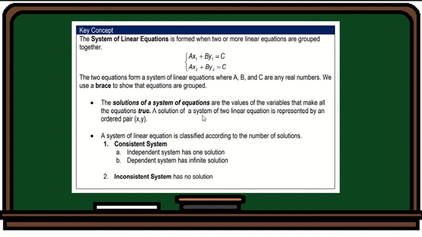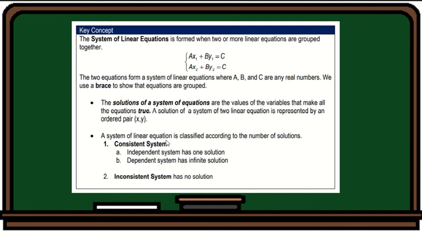The solutions of a system of equations are the values of the variables that make all equations true. A solution of a system of two linear equations is represented by an ordered pair composed of x and y. This means that if the values of x and y make all equations in the system true, or equal to c, this makes the ordered pair a solution of a system of linear equations.